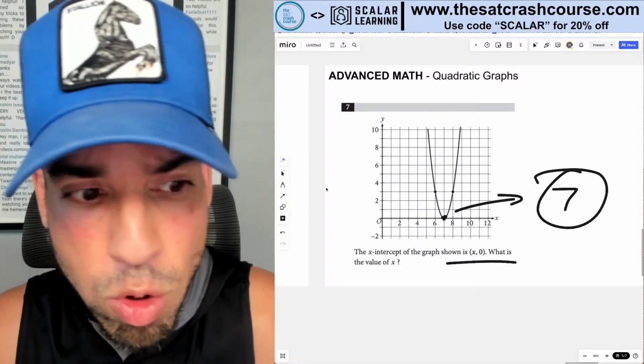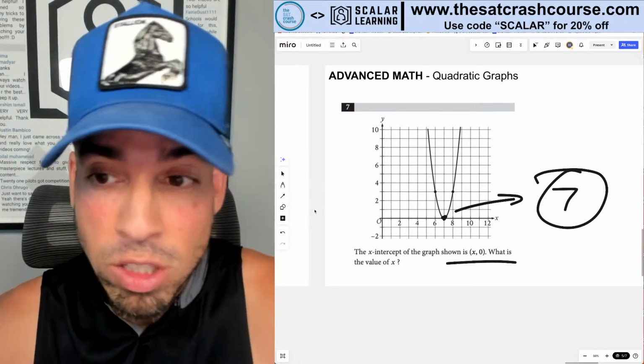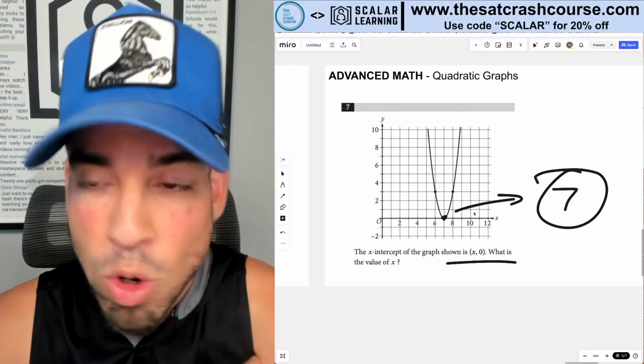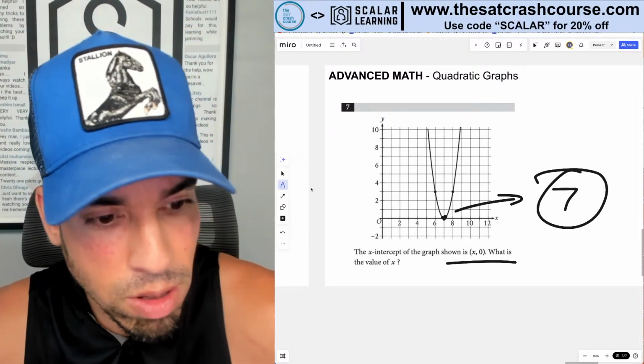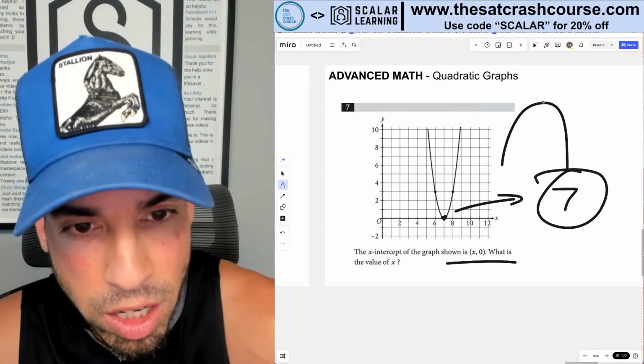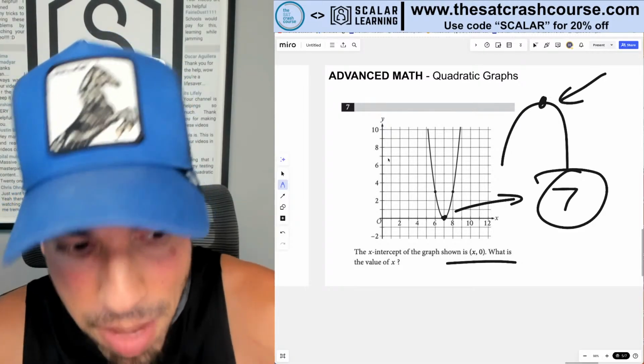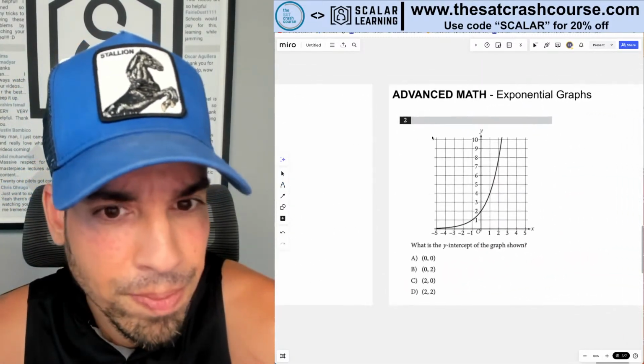This is one example of a quadratic graph. They might have you read the y-intercept, the x-intercept. This x-intercept also happens to be the vertex, FYI, which is either the min or the max, depending on the orientation, right? In this case, the vertex would be a max. But anyways, that's how you do it.